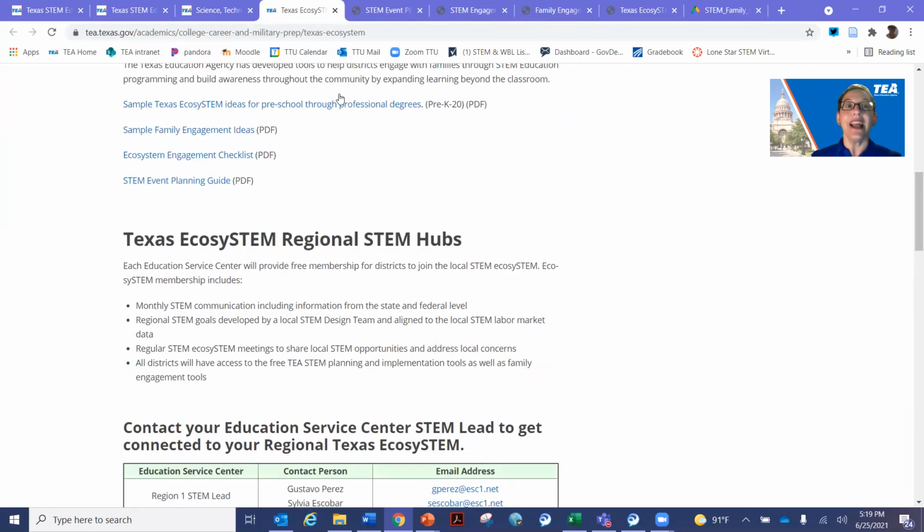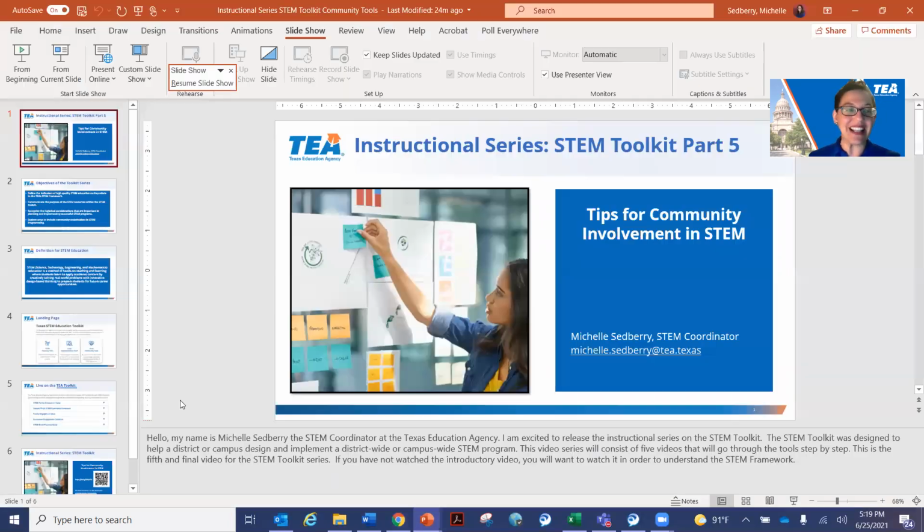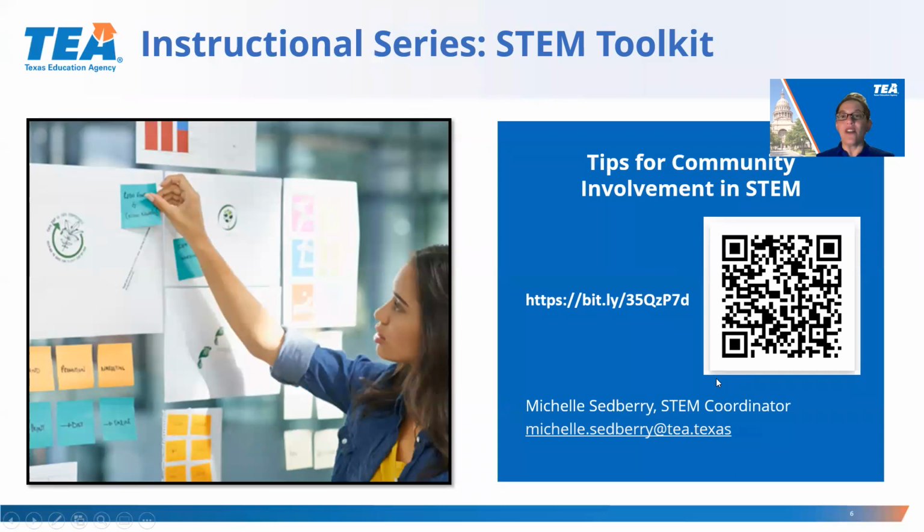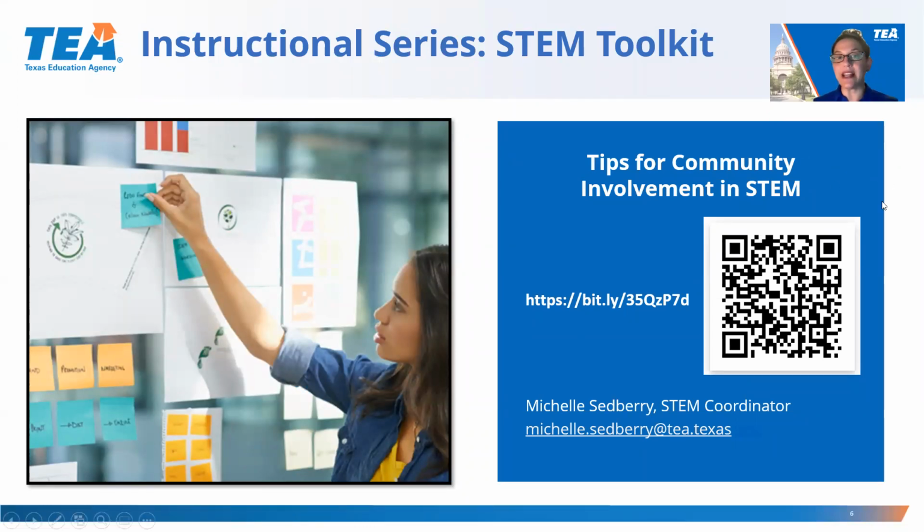So like in all the other videos, I'm going to go back to our slide deck and go down to our survey. If you will please take a moment to complete the feedback survey. It's designed to only take about 1 to 2 minutes. If you've not used a QR code before, simply open your camera, point it at the QR code. It will capture it automatically. Click on the prompt and it will take you to the survey.